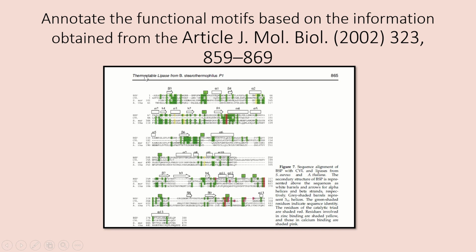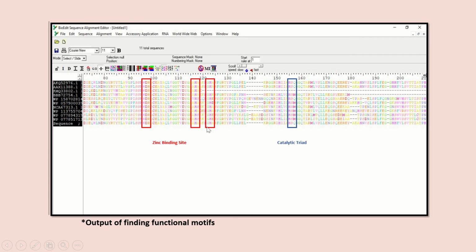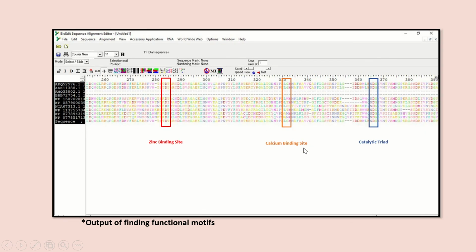Then we need to annotate the functional motif based on the information obtained from this article. You need to search for this article. So this is the result or output of finding functional motif. We have zinc binding site, catalytic triad, calcium binding site.